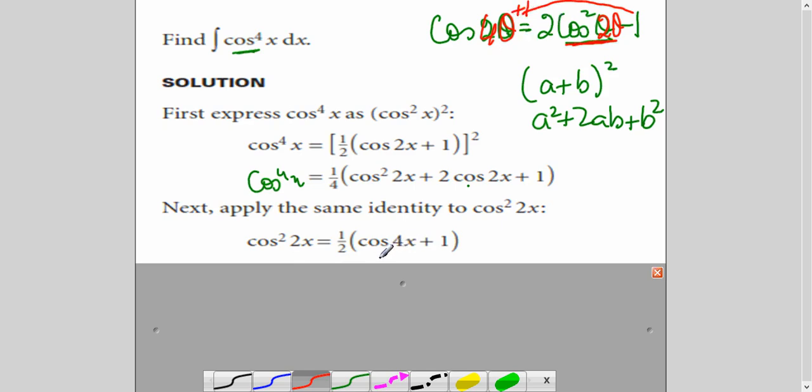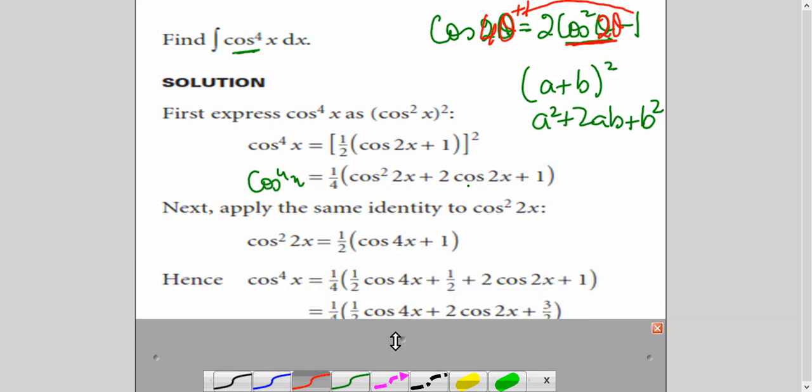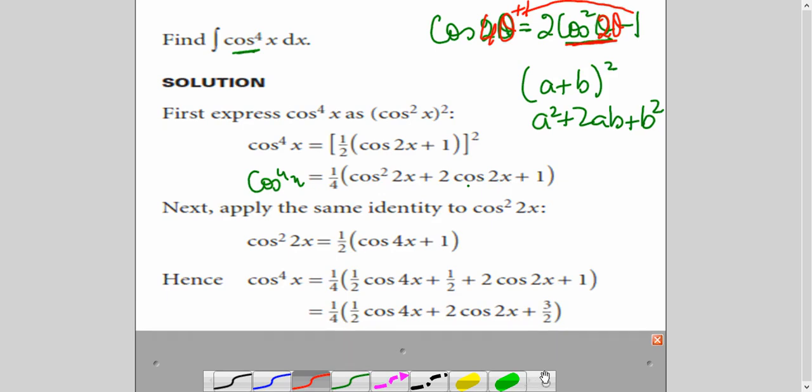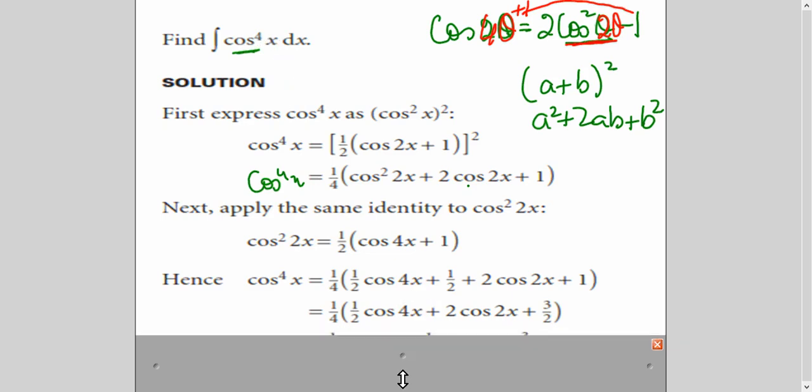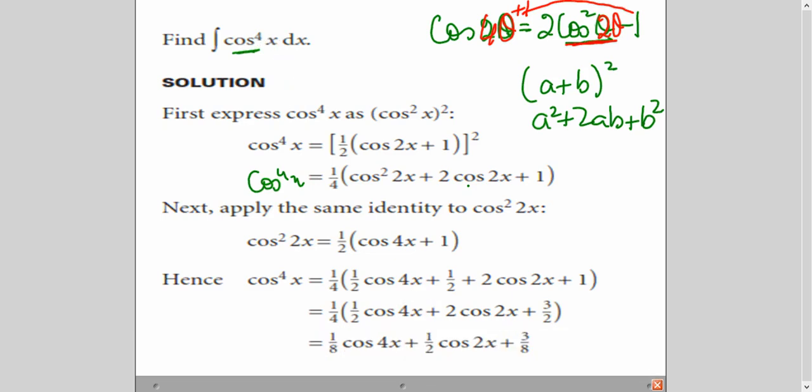Exactly the same thing. You can do it in the copy, put the video on pause and you will see, you will get it. Now we know that cos square 2x is equal to this. So I can replace this part by this whole thing. This is fine. After that, you simplify. Now we can replace cos 4x by this whole thing. Yes or no? And then after that, you can integrate it easily.